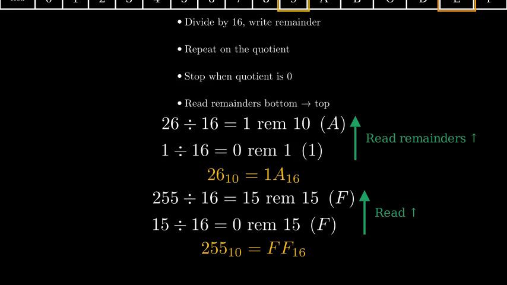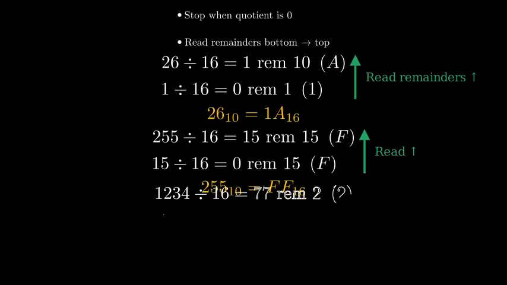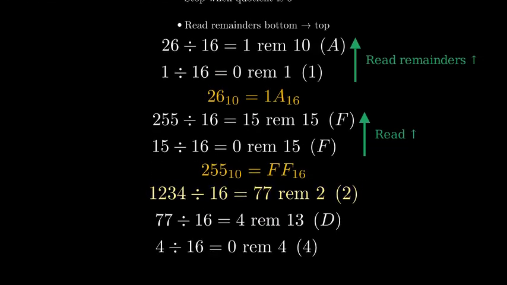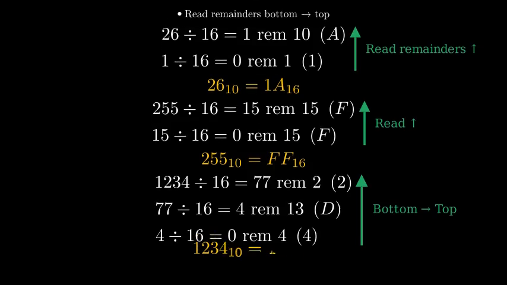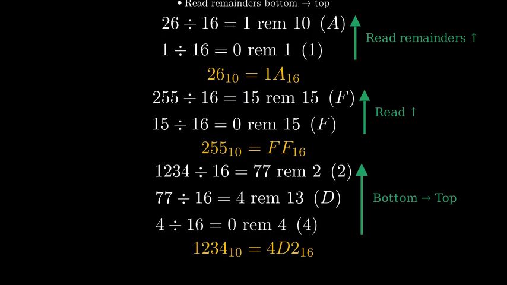Example 3. Convert 1,234 to hex. 1,234 divided by 16 is 77, remainder 2. 77 divided by 16 is 4, remainder 13, which is D. 4 divided by 16 is 0, remainder 4. Reading remainders bottom to top gives 4D2. So 1,234 base 10 equals 4D2 base 16.